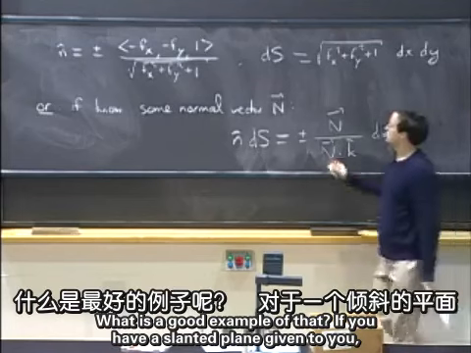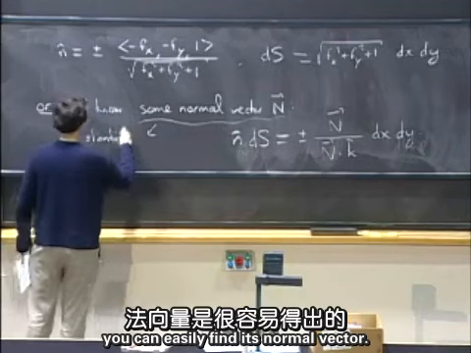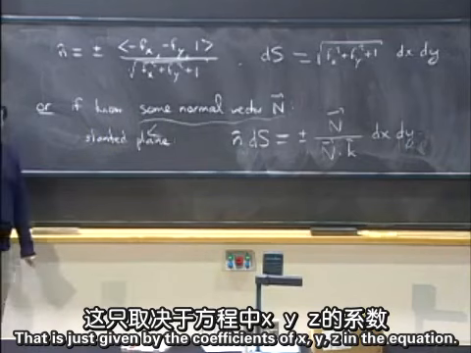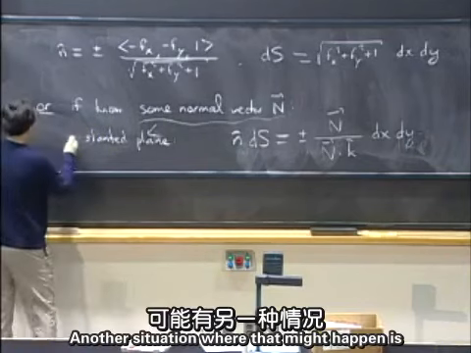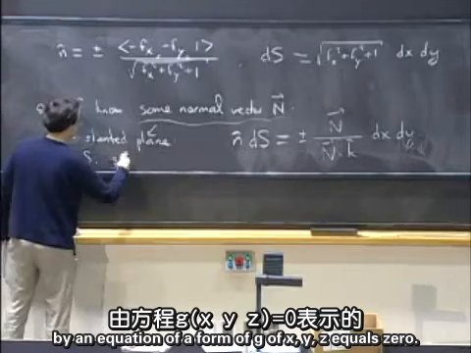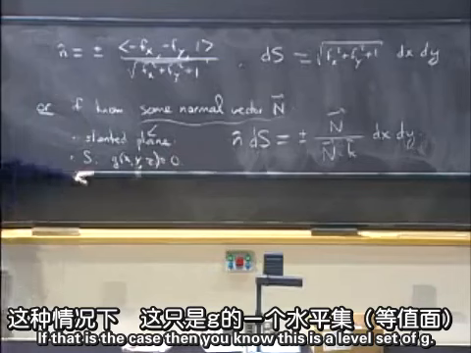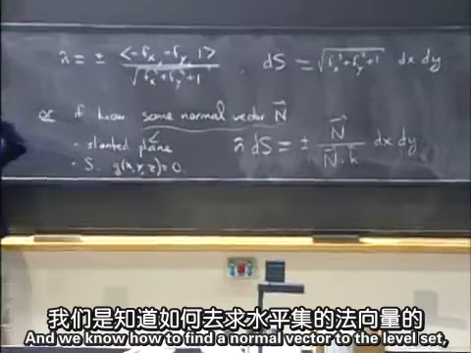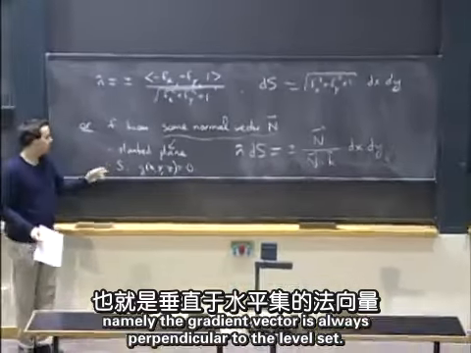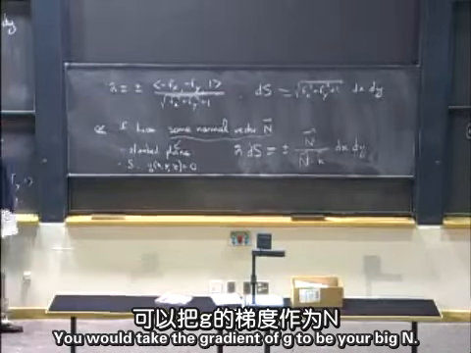Okay, so a good example of that is, if you have a slanted plane given to you, you can easily find its normal vector. That's just given by the coefficients of x, y, z in the equation. Another situation where that might happen is if your surface is given by an equation of the form g of x, y, z equals 0. If that's the case, then this is a level set of g, and we know how to find a normal vector to the level set, namely the gradient vector is always perpendicular to the level set. So you would take the gradient of g to be your big N. Okay?